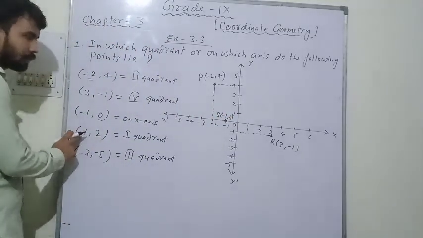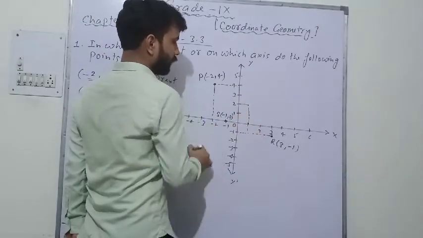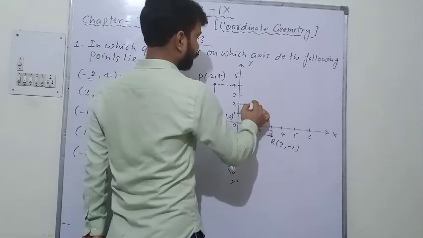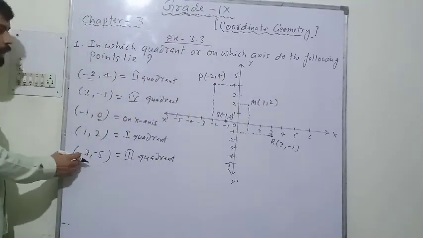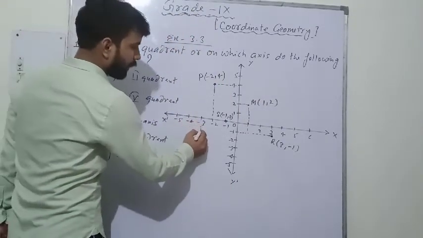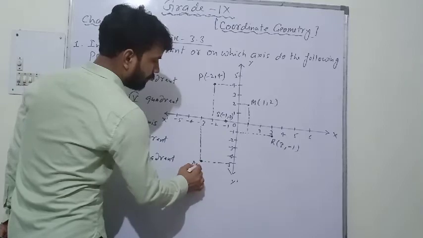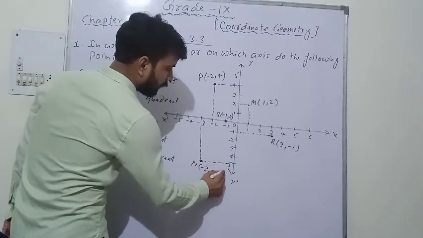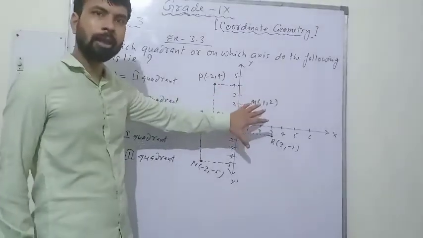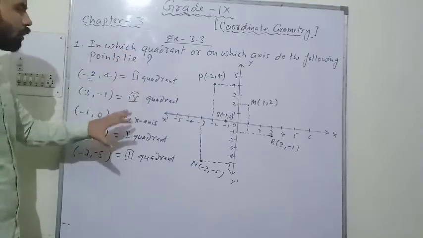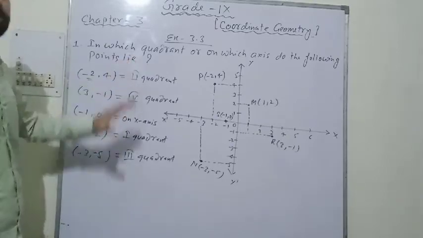(1, 2). x is 1 and y is 2. x is 1 here and y is 2 here. So this point is considered as M, (1, 2). Now -3 and -5. So x is -3 and y is -5. This point is considered as N. Its coordinates are (-3, -5). Clear? So this is the plotting of the points, and these are the axes or quadrants in which the given points lie. Clear? So here the first question is finished.